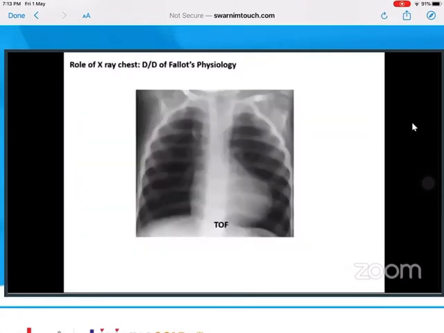So the typical tetralogy of Fallot X-ray, we know, is a boot-shaped heart, upturned apex, RV apex, pulmonary oligemia, pulmonary bay, and a right-sided aortic arch. But remember, you may not get the typical X-ray in all these conditions.